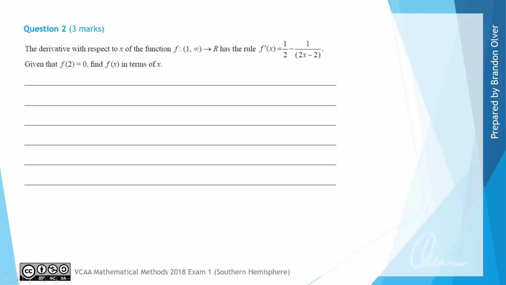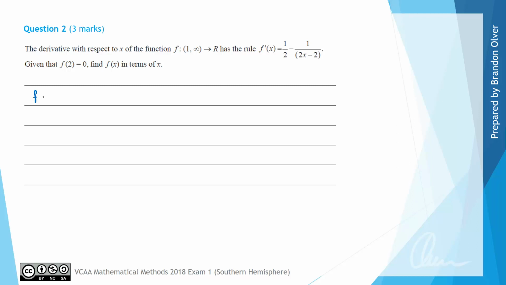For question 2, we have the derivative with respect to x of the function f, with a domain of 1 to infinity, has the rule f dashed of x equals a half minus 1 divided by 2x subtract 2. Given that f of 2 equals 0, find f of x in terms of x.